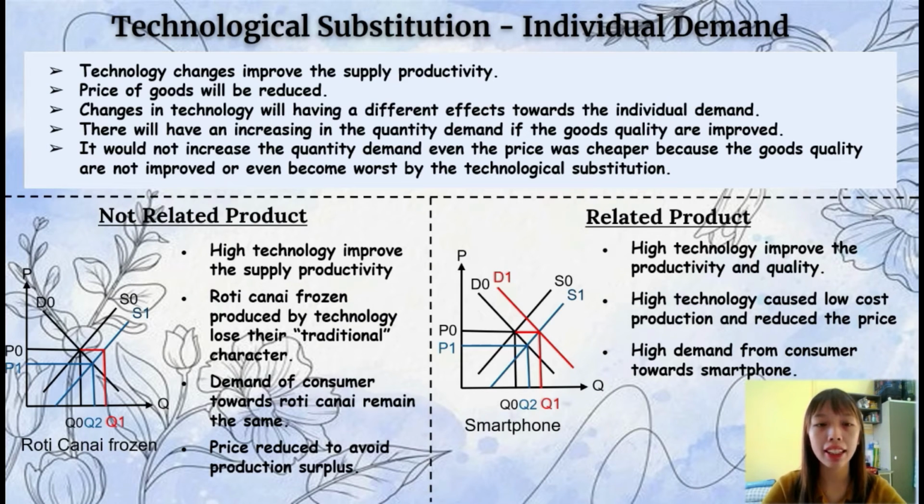In my opinion, I think that the change in technology will have different effects toward individual demand on certain goods. If the technological substitution has improved the good's quality, there will be an increase in demand by individuals for the product.